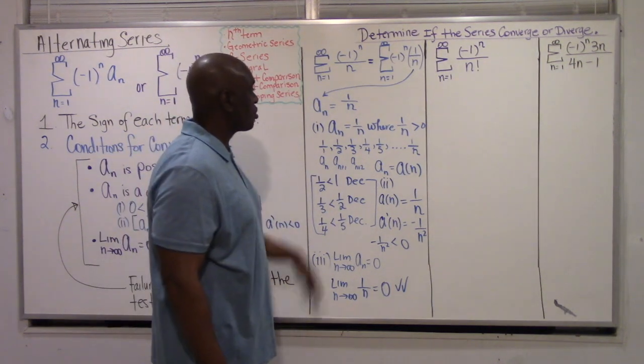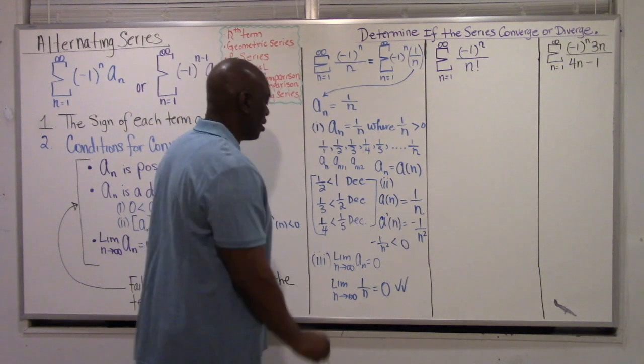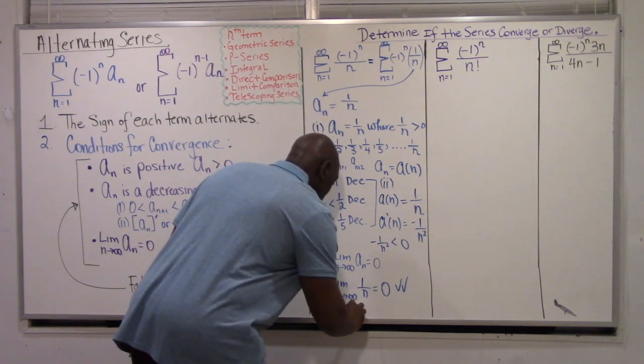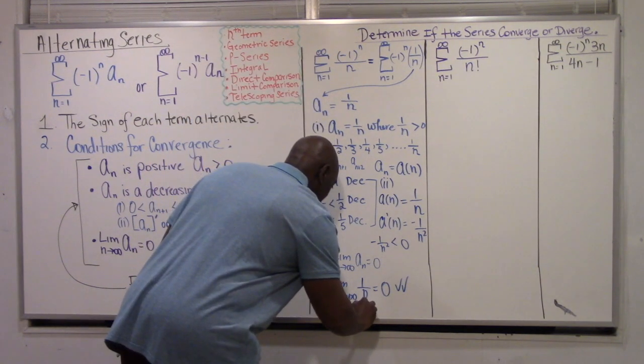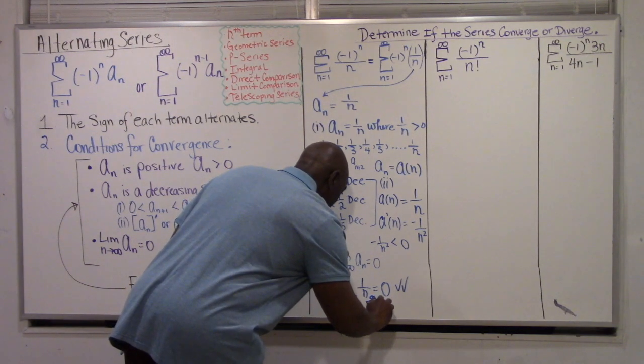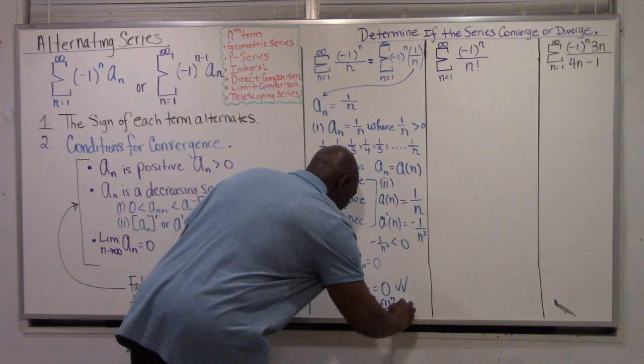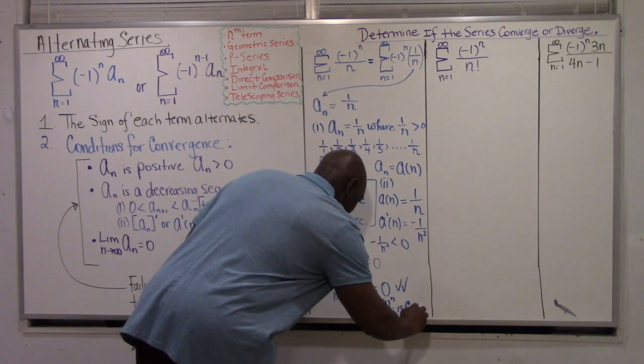So all 3 conditions are met, which lets us know that this series is convergent. So we can conclude that the series, as n equals 1 to infinity of (-1)^n over n, is convergent.